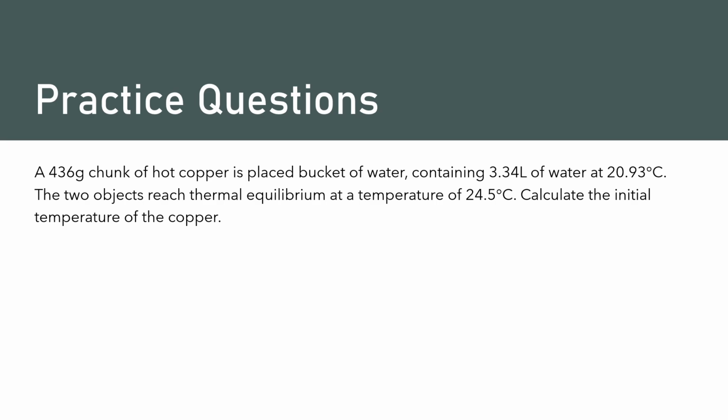In our final question for today, we have a 436 gram chunk of hot copper that's being placed into a bucket of water, which has 3.34 litres of water at 20.93 degrees Celsius. We're told that the two objects are going to reach thermal equilibrium, and they're going to do so at a temperature of 24.5 degrees Celsius. Our job is to calculate what the beginning temperature of the copper was before it was placed into the bucket of water.